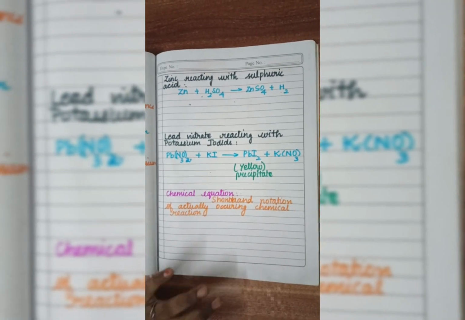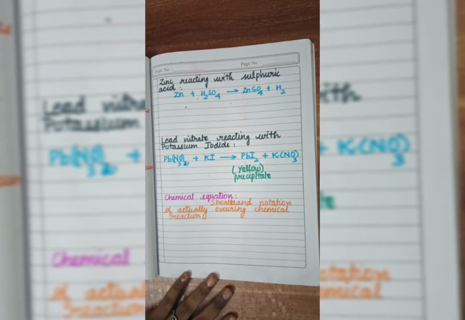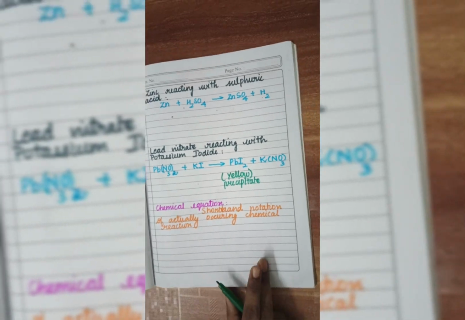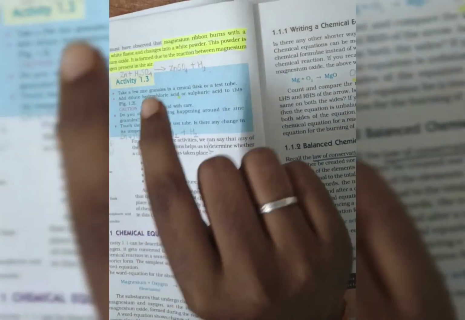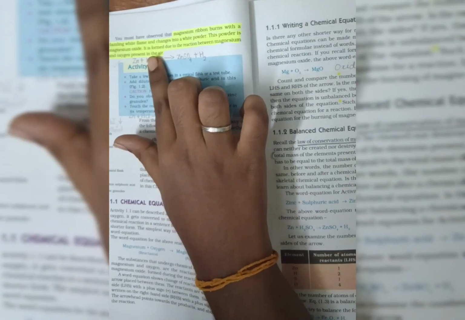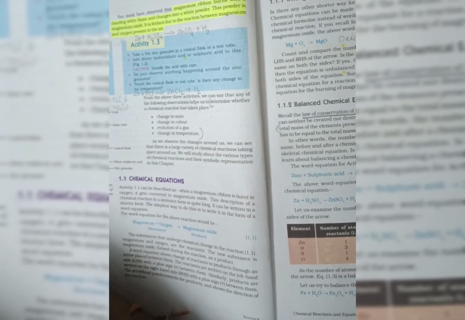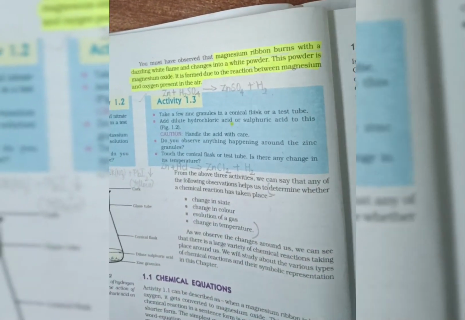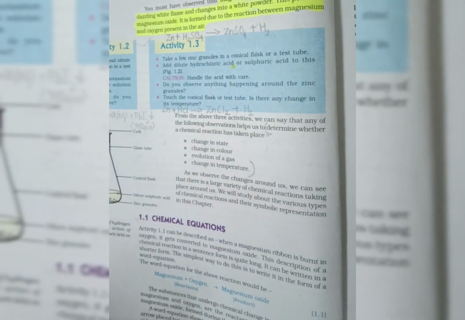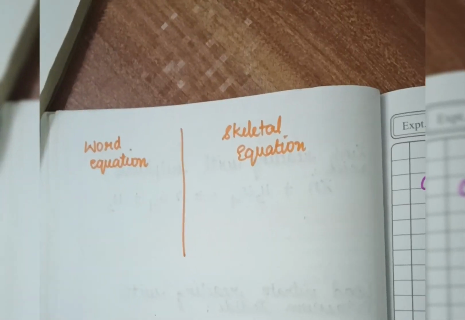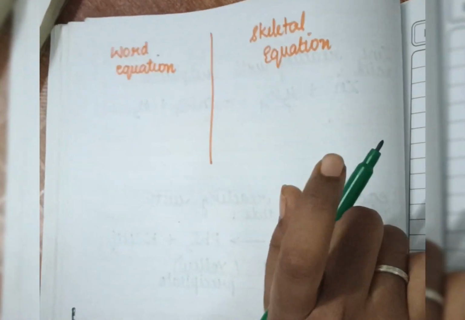So let's understand what is meant by chemical equation. Chemical equation is nothing but a shortened notation of an actually occurring statement. Let's understand it. For example, you are writing: magnesium ribbon burns with dazzling white flame and changes into white powder. So when magnesium is reacting with oxygen, it produces white powder. When you write that, it takes longer time and it is not convenient for the person to understand. That is why we use chemical equation, which is the shorter form of writing the reaction occurring. There are two types of equation, word equation and skeletal equation.